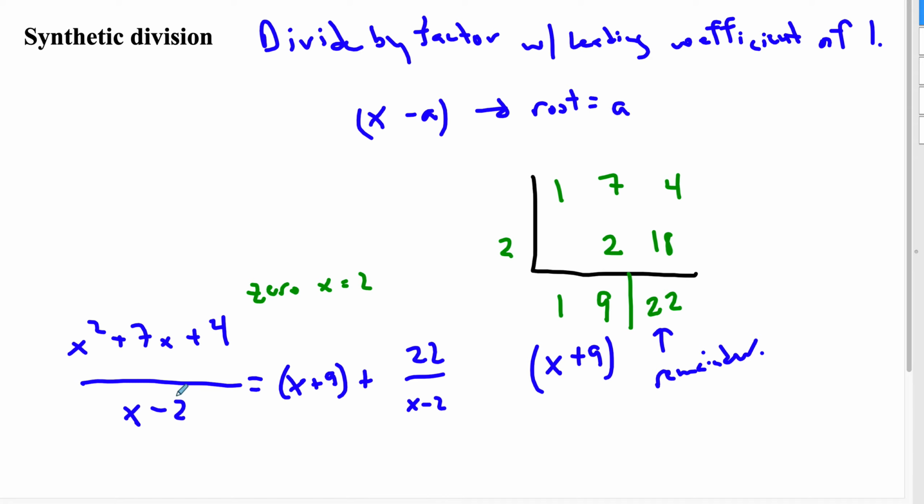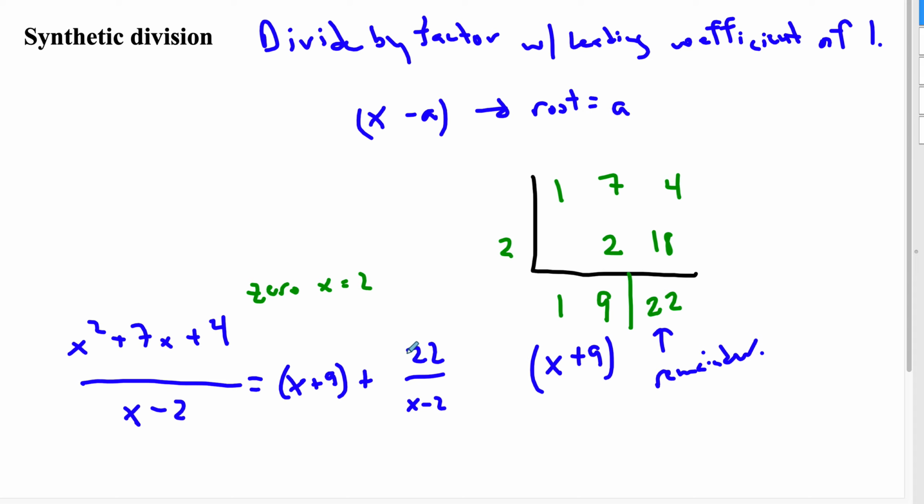Now, if you actually distribute this, x minus 2 times x plus 9, right? So if you multiply both sides by this, you're going to get x squared minus 2x plus 9x, so x squared plus 7x. Hey, good match, right? Minus 18, but then you're going to add the 22, which then works out to 4. If you don't believe me, try it. That is if I multiply this out.